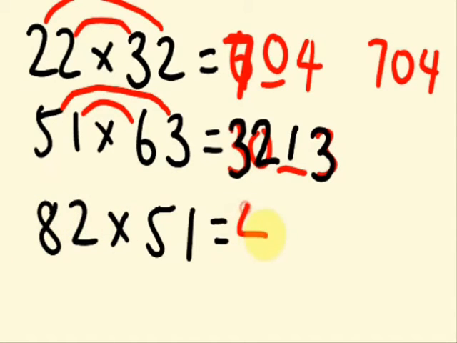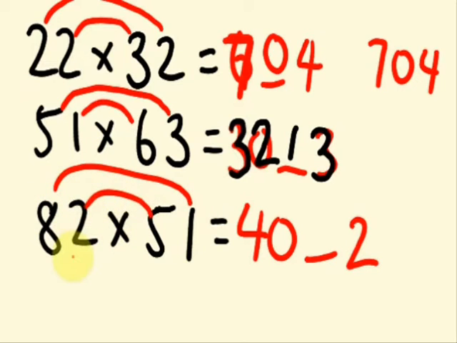Okay, the very last one. 5 times 8 is 40. Leave a blank space. 1 times 2 is 2. And then what we're going to do is go 1 times 8 and add that to 10. 8 plus 10 is 18. So how am I going to put 18 in here? We'll put the 8 there and the 1's going to go there. So our answer is going to be 4,182.